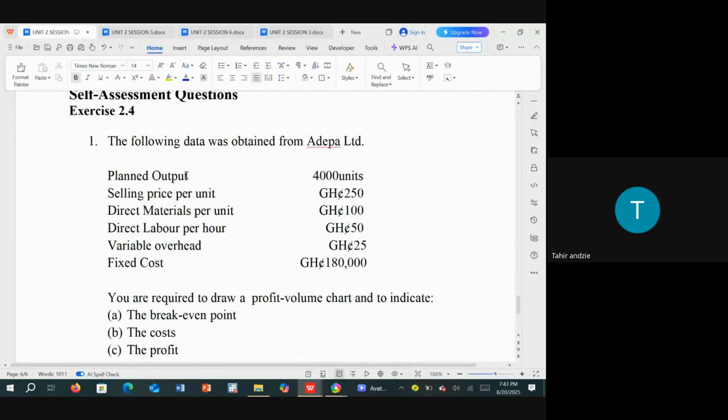How do you understand? The question is that this is selling price. Look at it. Selling price per unit is how much? 250. This is direct material per unit. How much? 100 cedis. Direct labor per unit. How much? 50 cedis. And then variable overhead per unit is how much? 25. So 175. What makes up variable cost?